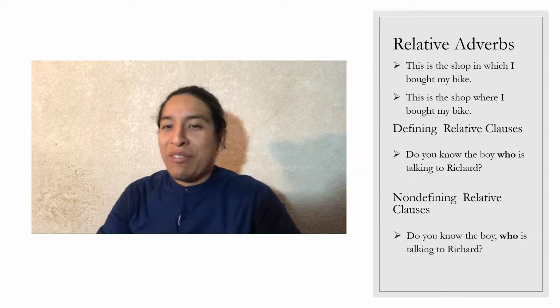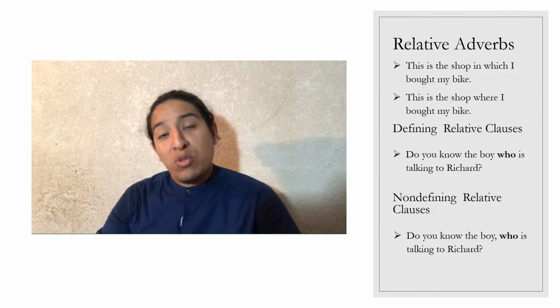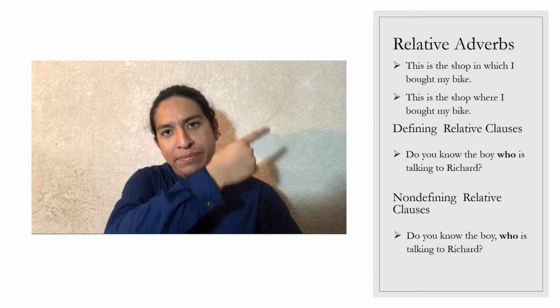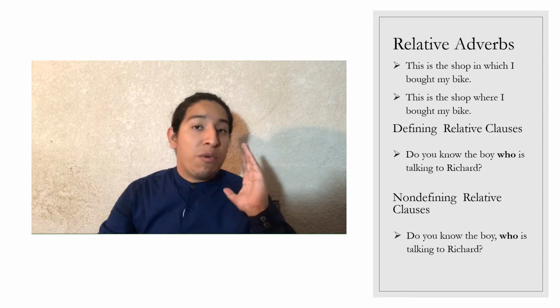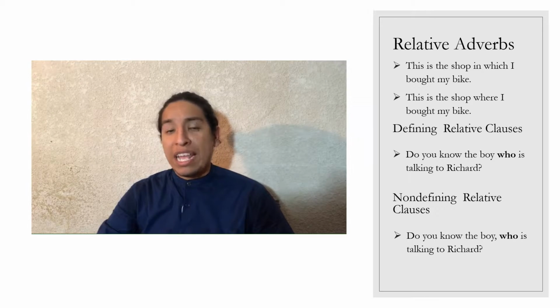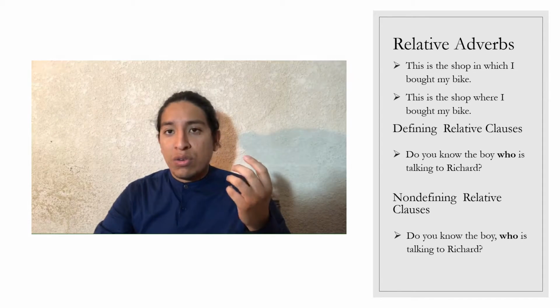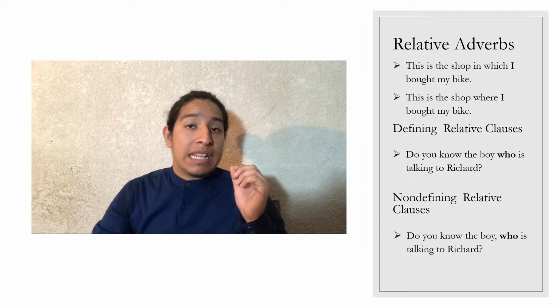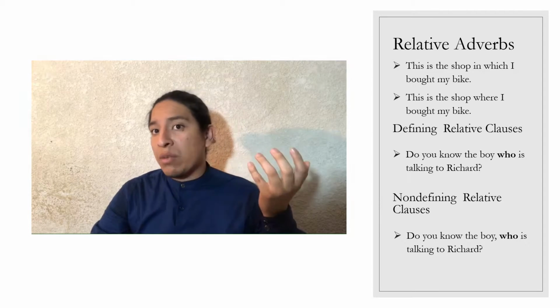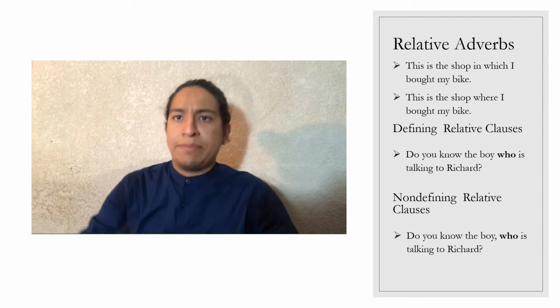Now we're going to talk about relative adverbs. We have two examples right here. In the first one, we can see that it used the word which, and in the second one, it used where. So relative clauses can be used to say the position or the setting where the noun is located.